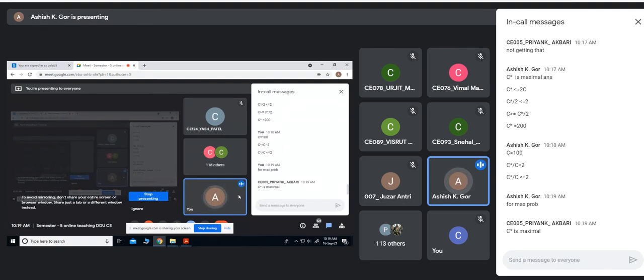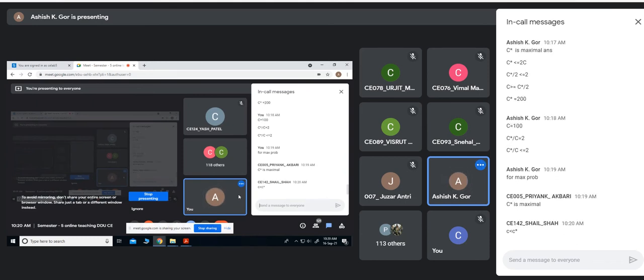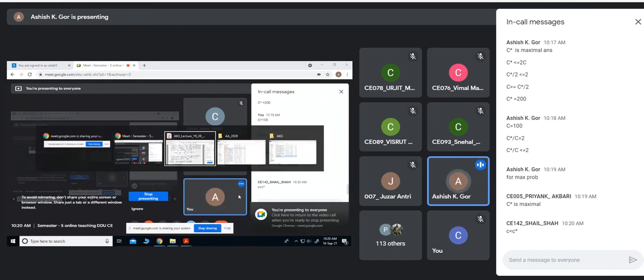C star should be higher. So yes, very correct. C is less than C star. Okay. Yes. The point Shail got is very correct. Let's see what is happening.